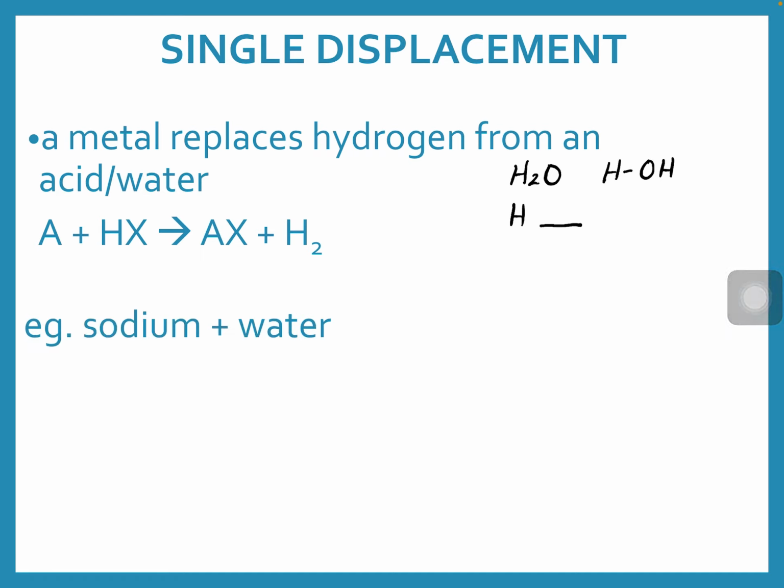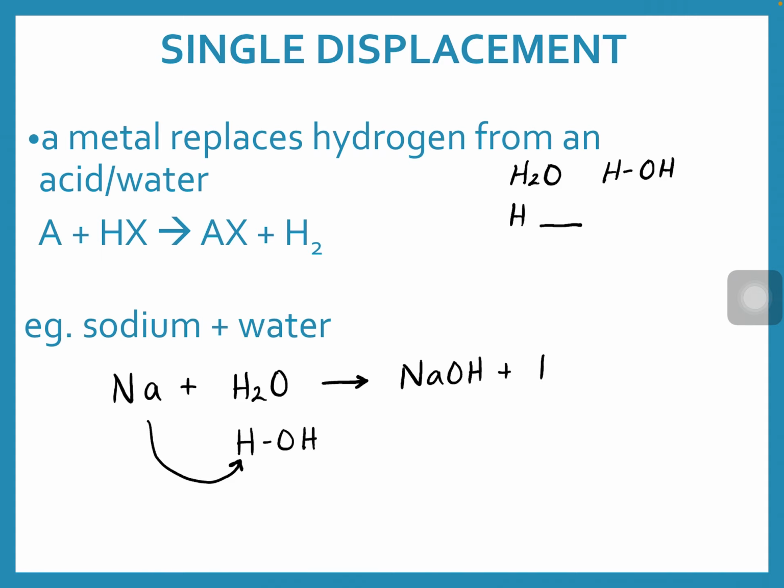So for example, sodium and water. Remember, water we're going to see as H and an OH, and sodium is going to exchange with that hydrogen. So that is going to make NaOH and hydrogen gas. Hydrogen won't go off as one atom on its own, it's diatomic. So this isn't a balanced equation, but this is the skeleton equation. If we were to write this as words, we have sodium hydroxide and hydrogen.